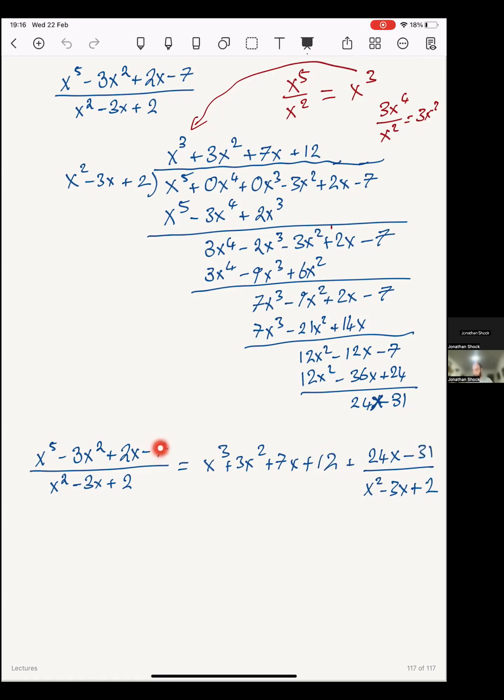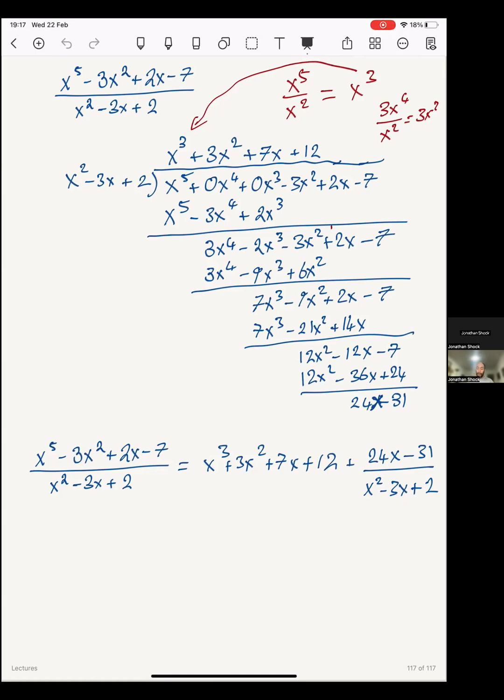You can work out that the x squared term here is going to come from 3 places. It's going to come from an x squared times 12, from a minus 3x times 7x, and from a 2 times 3x squared. So there are going to be 3 contributions there to the x squared term. The 2x term is going to come from the 3x times 12 and the 2 times 7x. Just go through and make sure that when you multiply it all out, it does give you the right expression on the top here.